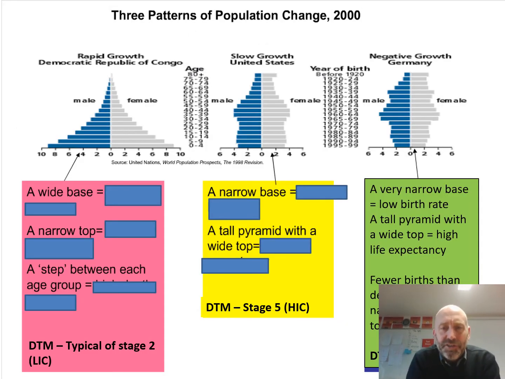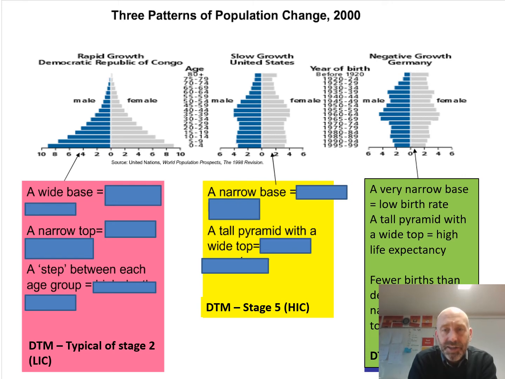Okay, so what I'd like you to do, first little task. I want you to look at these 3 population pyramids, and thinking about what they show, I want you to complete the annotations. You could draw a very quick shape of the pyramid and then just label each one and finish off the annotations shown. So a wide base on the first population pyramid shows what? A narrow top shows what? And a step between each age group, again, shows what? And then just add that that's typical of stage 2 in the demographic transition model, so a low income country. So that links back to what we did on DTM.